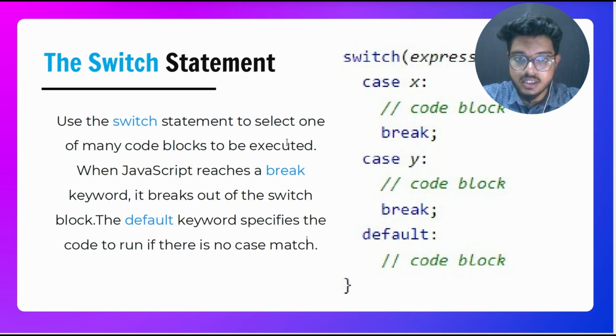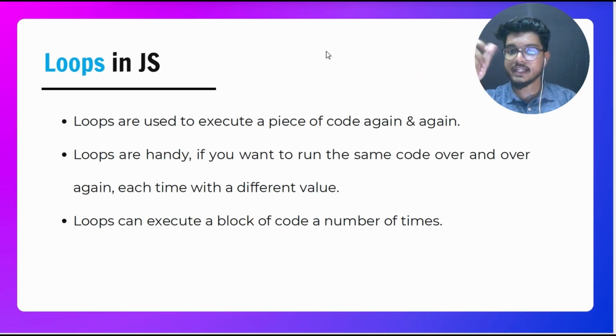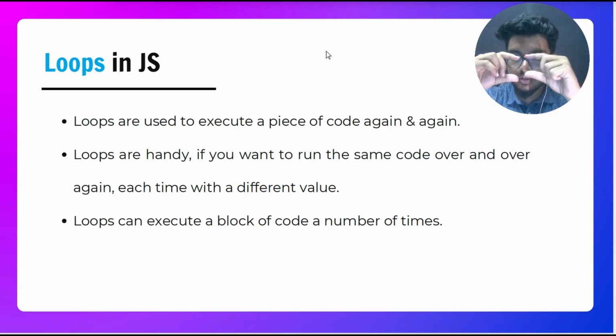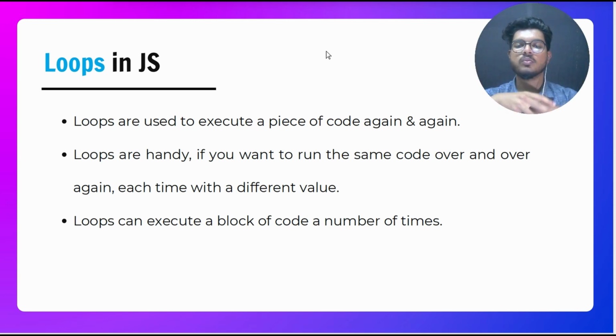As you have to make the notes as well, let's get back to slides. Loops. Loops are used to execute a piece of code again and again. That's why we discussed loops are handy. If you want to run the same code over and over again, each time with a different value, then you can use loops. A loop can execute a block of code a number of times. Instead of writing the same block of code 1000 times, 10 times, 20 times, write the code once, and iteratively print using the for loop or iteratively print using the while loop. That is the use case.